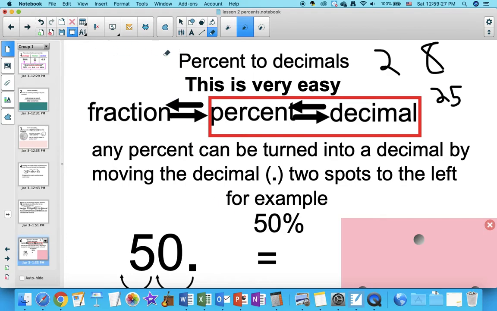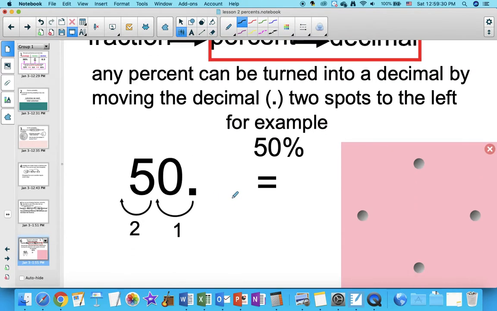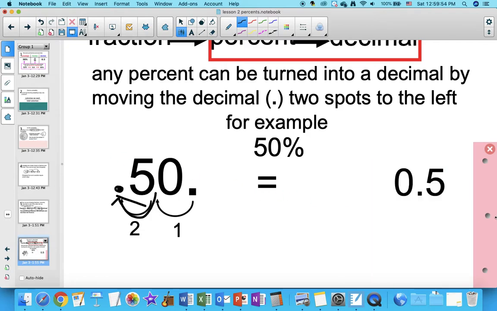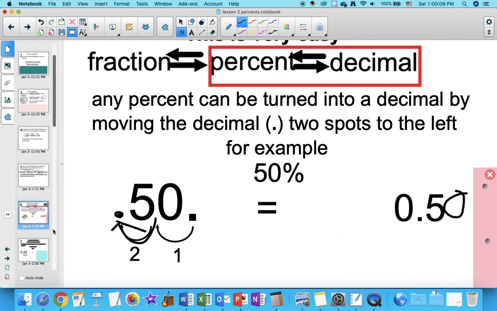But it's there. So you pretend that the decimal is there, and to turn a percent into a decimal, I take the decimal and I shift 1, shift 2. I move it 2 spots. If I moved it 1 spot, that would be 5.0, but I'm not done there. I have to move it over again. And now we have a decimal here, so we have 0.50, or in other words, 0.5. Again, I removed that 0, but you could keep it there if you wanted. So you just move the decimal 2 spots to the left.